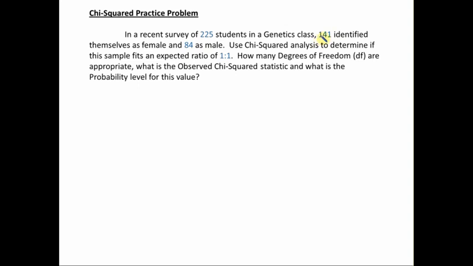The question becomes, is this a significant departure? Is this something, a large departure from a 1-to-1? Or is this something that just might occur anytime we take a draw of 225 individuals? In other words, is it common to see this much of a difference?